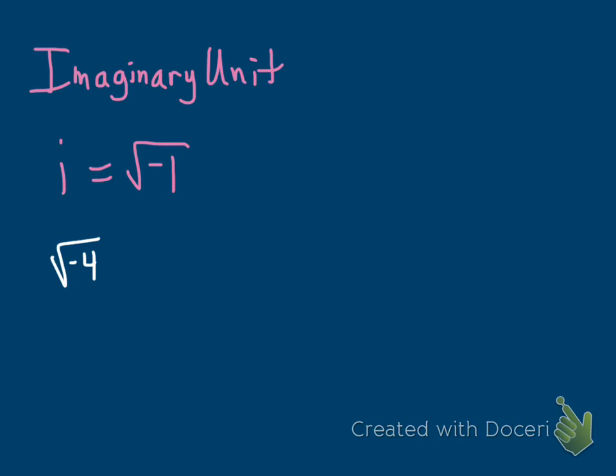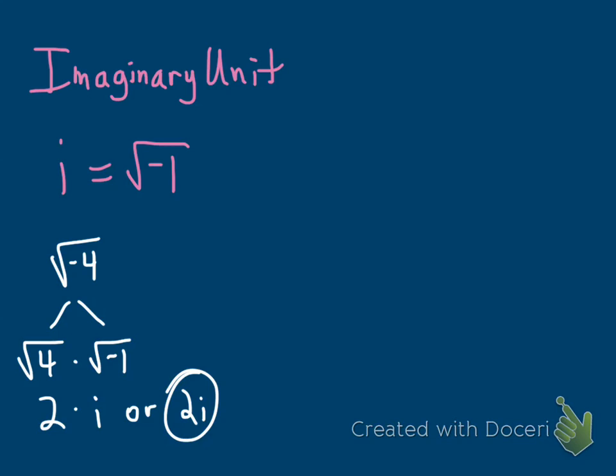Let's take the square root of negative 4, for example. The square root of negative 4 we can think of as breaking it up into just 4 times negative 1, because 4 times negative 1 is negative 4. We know that the square root of 4 is just 2. And we just learned that the square root of negative 1 is i. So 2 times i is 2i. Therefore, the square root of negative 4 is just 2i.